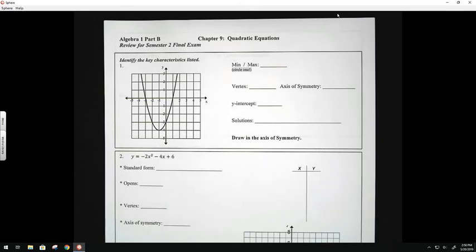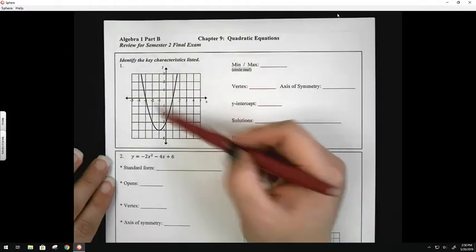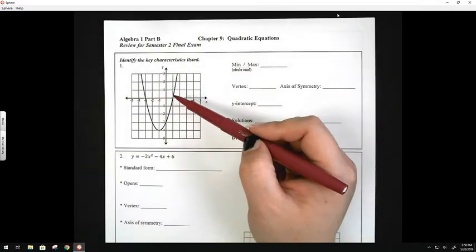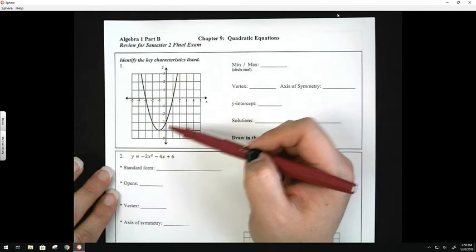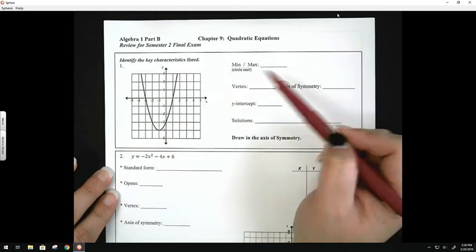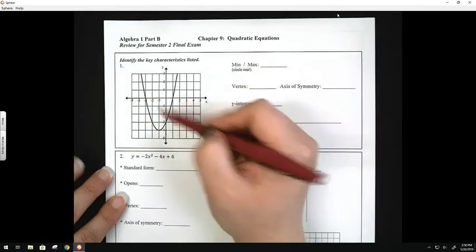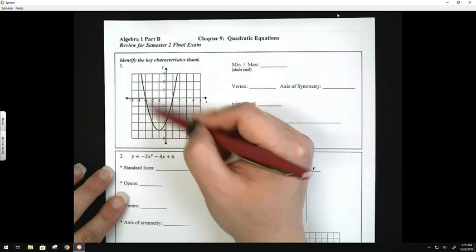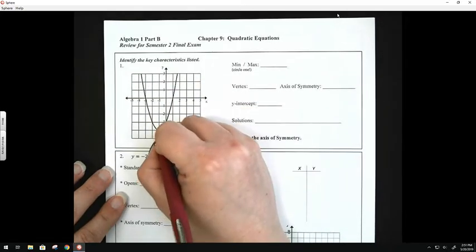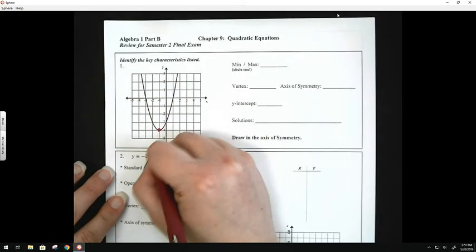So the first part here is identifying all these key characteristics when we're given a graph. The first thing we have to remember is that this is a parabola. This is the graph of a quadratic function, which means it has a vertex, an axis of symmetry, all of this stuff over here. So the first thing I notice is that this parabola opens up, which means my vertex, which is right here, is all the way at the bottom.